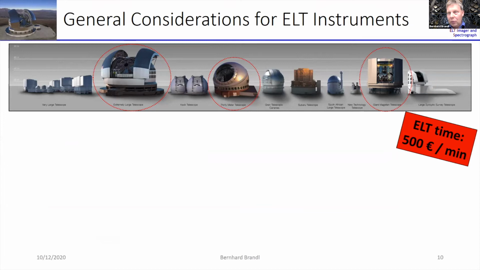What people need to be aware of is that the construction and operations cost of the ELT gives you about 500 euros per minute. That's what your observation time costs, right? So I'm talking here, 30 minutes buys you a car. This is what you have to keep in mind.